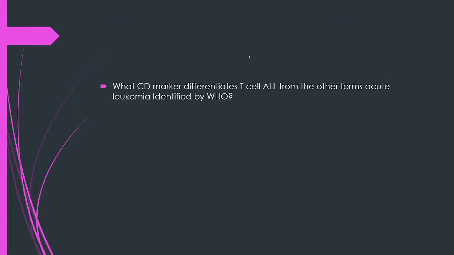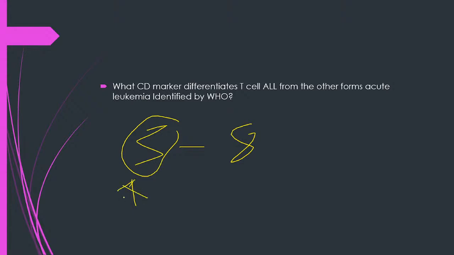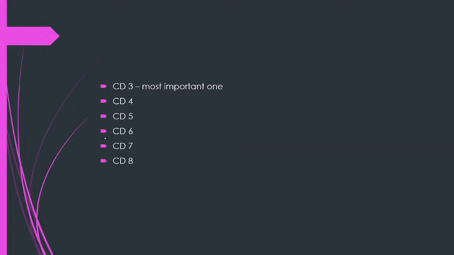CD markers that differentiate T cell ALL from other forms of leukemia. There is actually a mnemonic for that one. It's easy. 328. And the most important one is 3. Please remember this one. Okay? The CD markers that differentiate T cell ALL from other forms of leukemia, as identified by the World Health Organization, is CD328. So you don't need to remember everything.